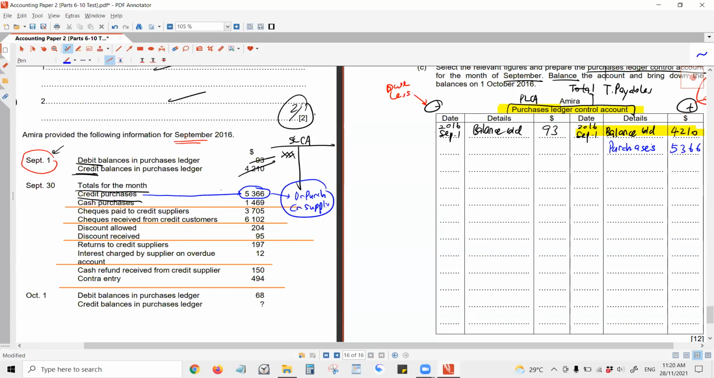Okay, what about the date? The date you may write the month end, because the month end is here. Okay, the 5366.